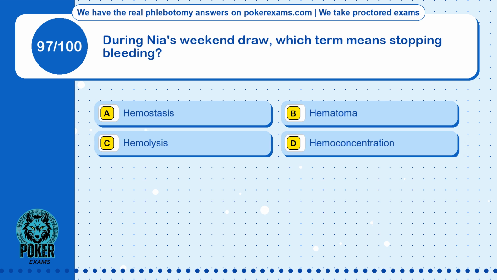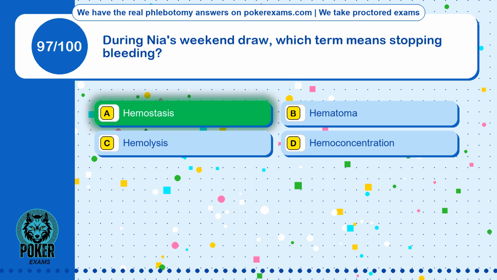Question 97. During Nia's weekend draw, which term means stopping bleeding? Option A. Hemostasis. Option B. Hematoma. Option C. Hemolysis. Option D. Hemoconcentration. The correct answer is option A. Hemostasis.